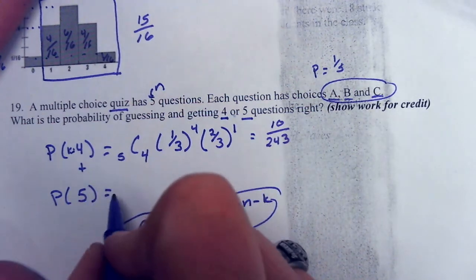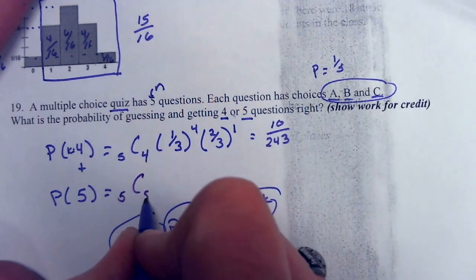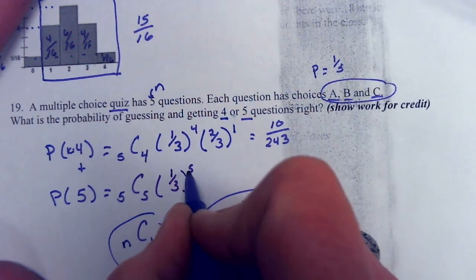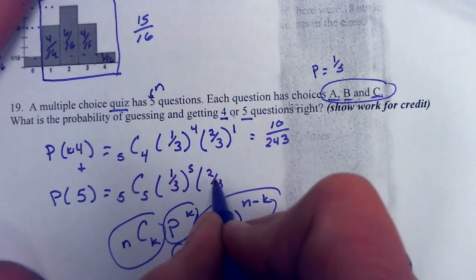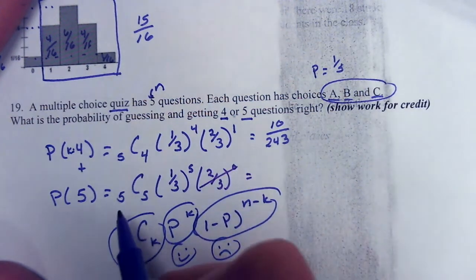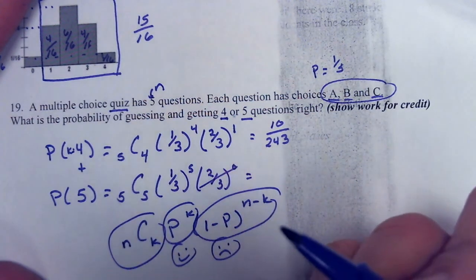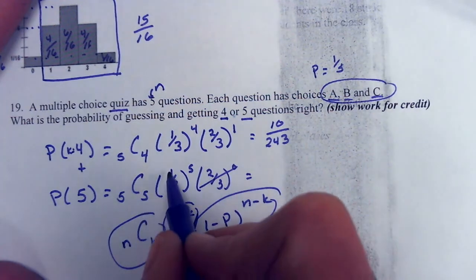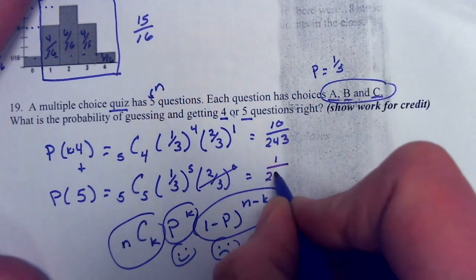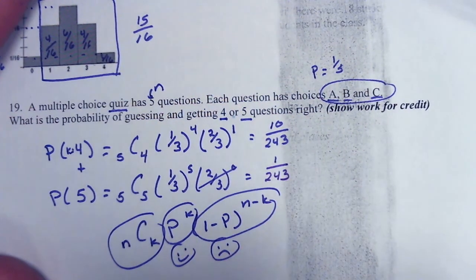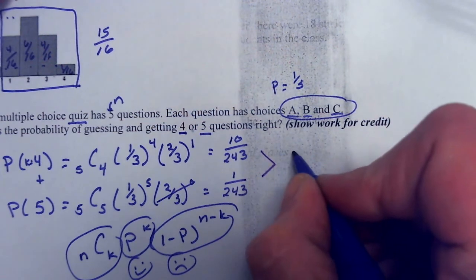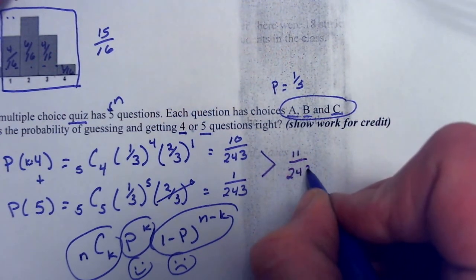Then probability of getting 5 correct. Out of the 5 questions, the number of ways you can get 5 correct: 5 choose 5. There's only one way to choose all 5. 1/3 to the 5th power and 2/3 to the 0 power, which is going to equal 1 anyway. You end up with 1/3 to the 5th power, which gives you 1 over 243. So now that they're fractions with common denominators, I add those together and I get 11 over 243.